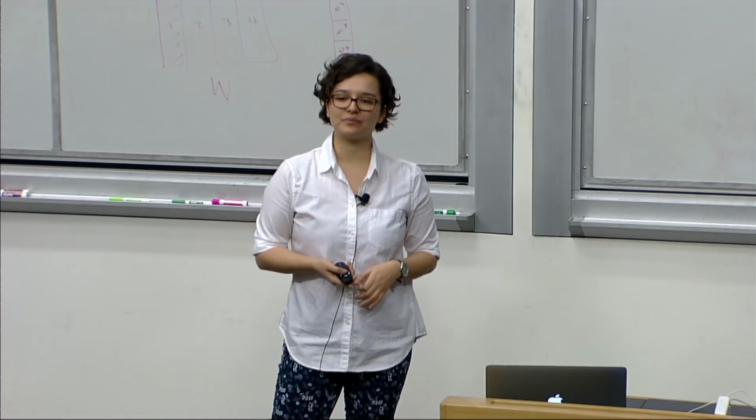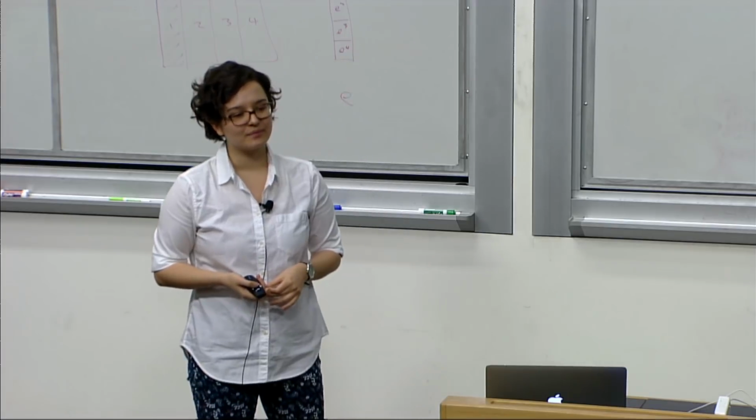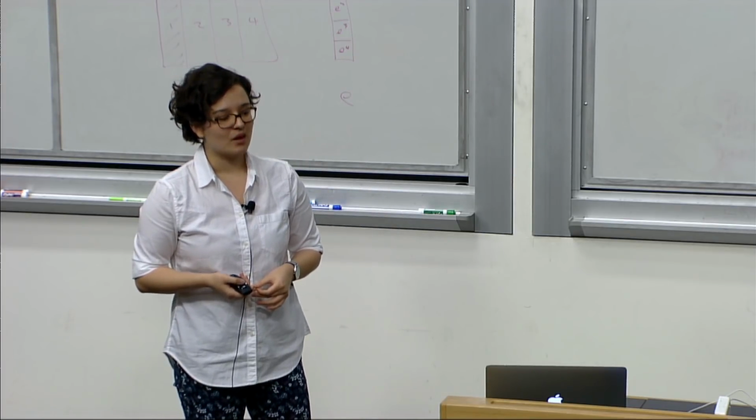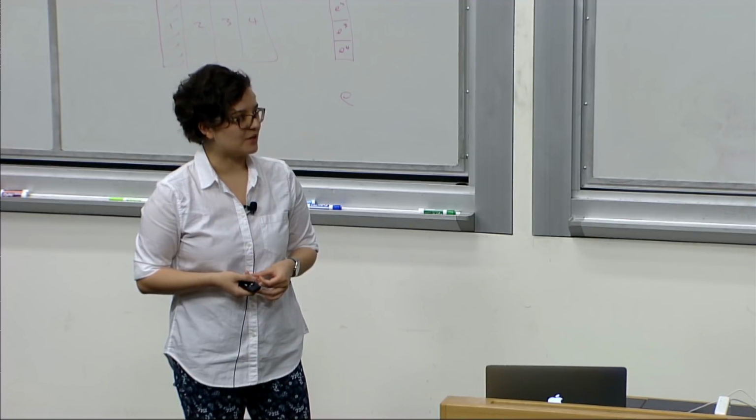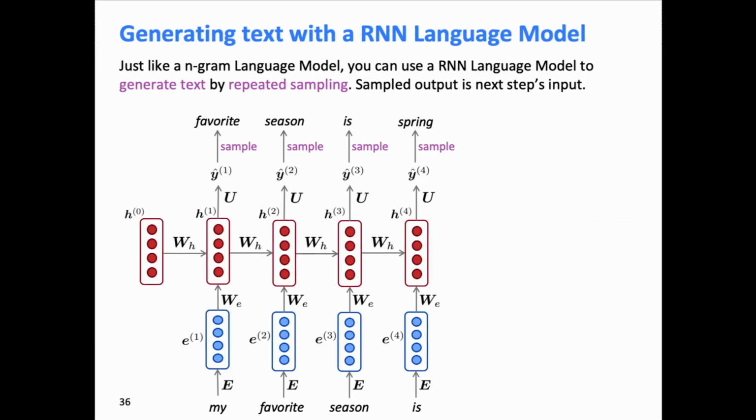Any other questions? What are the dimensions of the W? OK, so the question is, what are the dimensions of the W matrices? So we're going back to the RNN stuff. OK, are you asking about WH or WE or something else?